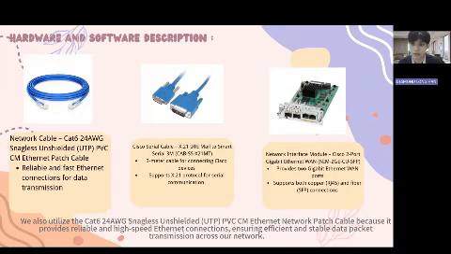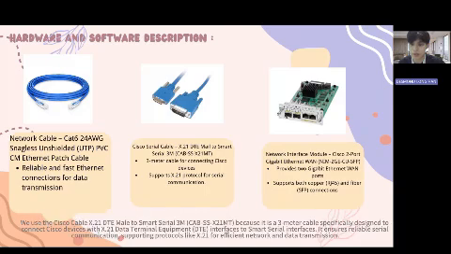So we also utilize the UTP because it provides reliable and high-speed internet connections, assuring efficient and stable data packet transmission across our network. With the Cisco cable X21, because it is a 3-meter cable specifically designed to connect Cisco devices with X21 data terminal equipment interface to smart serial interfaces. It ensures reliable serial communication, supporting protocols like X21 for efficient network and data transmission.